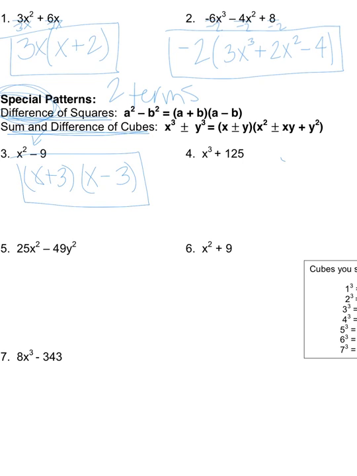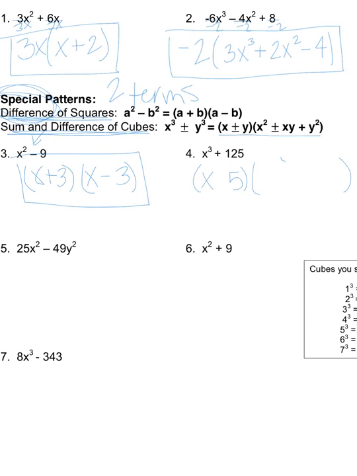So if you look at your formula here, we have 2 terms and then we have 3 terms. To get your first 2 terms, you're going to take the cube root of x cubed, which is x, and then the cube root of 125, which is 5. All right, so now we're going to check to see what our sign will be.